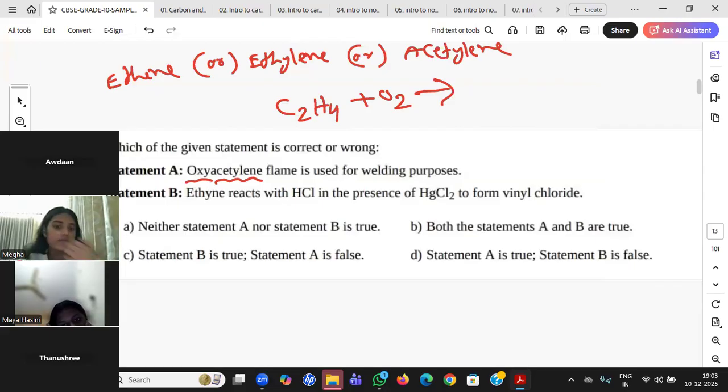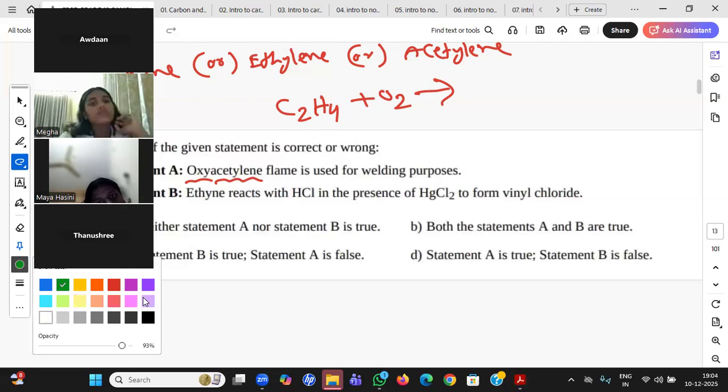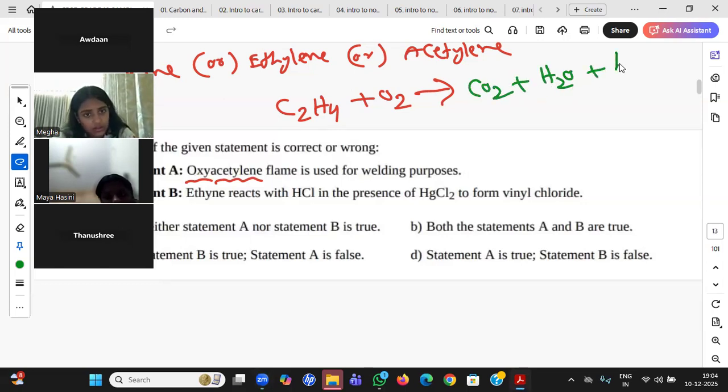This one we have read, huh? Yes, Tanushri? This one with oxygen, what will you get, student? Which type of reaction is this, Tanushri? Is it oxidation, sir? Very good. Combustion. Rather than oxidation, it is combustion. Oxidation means I'm not taking O2, I'm taking KMnO4 here. Okay. Combustion. And what are the byproducts of the combustion, Tanushri? CO2 and H2O. But there is another important thing, heat.